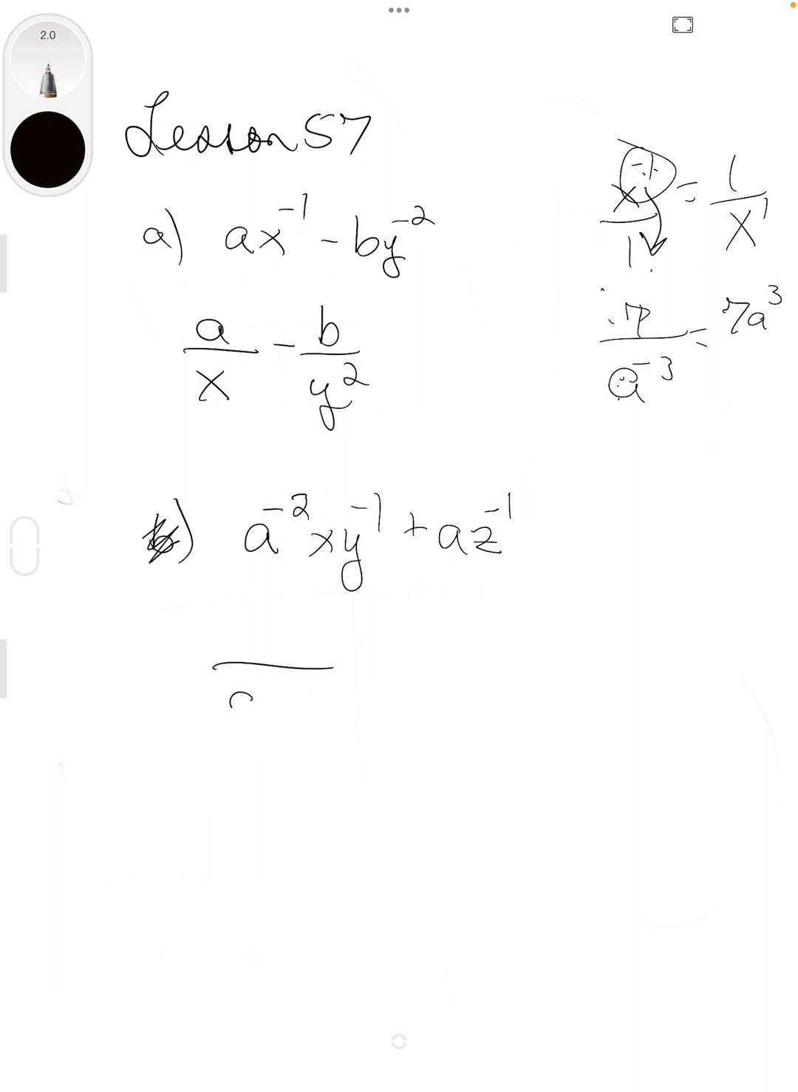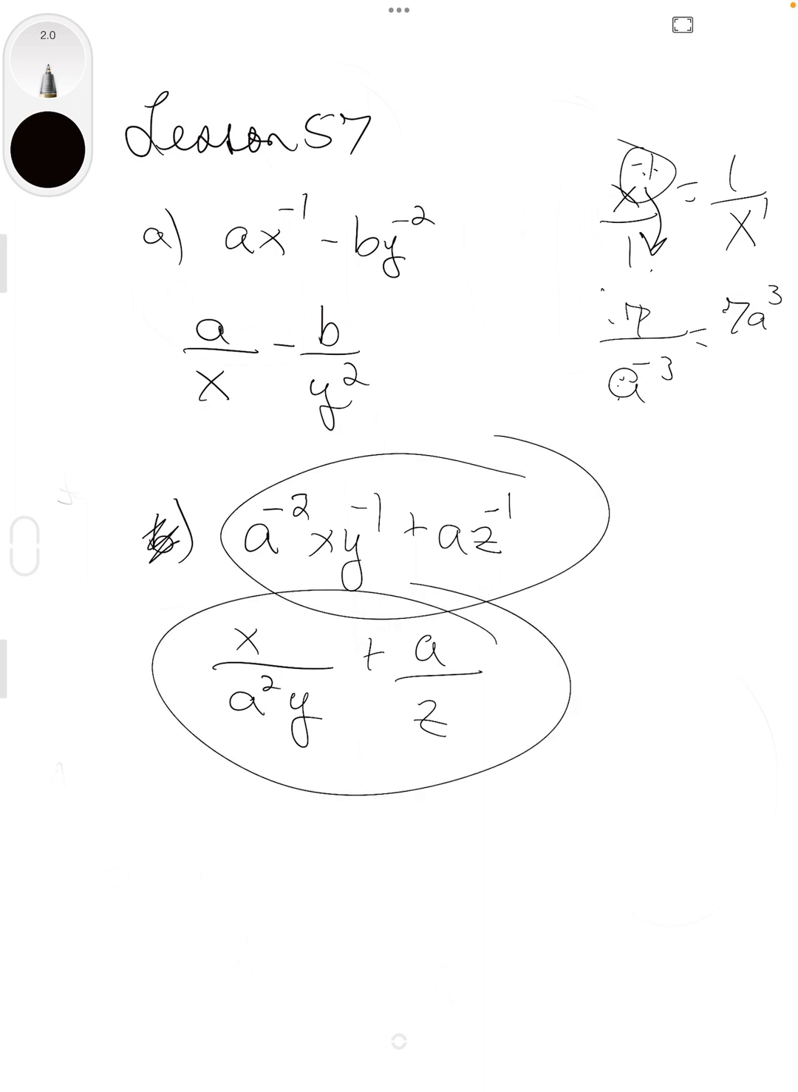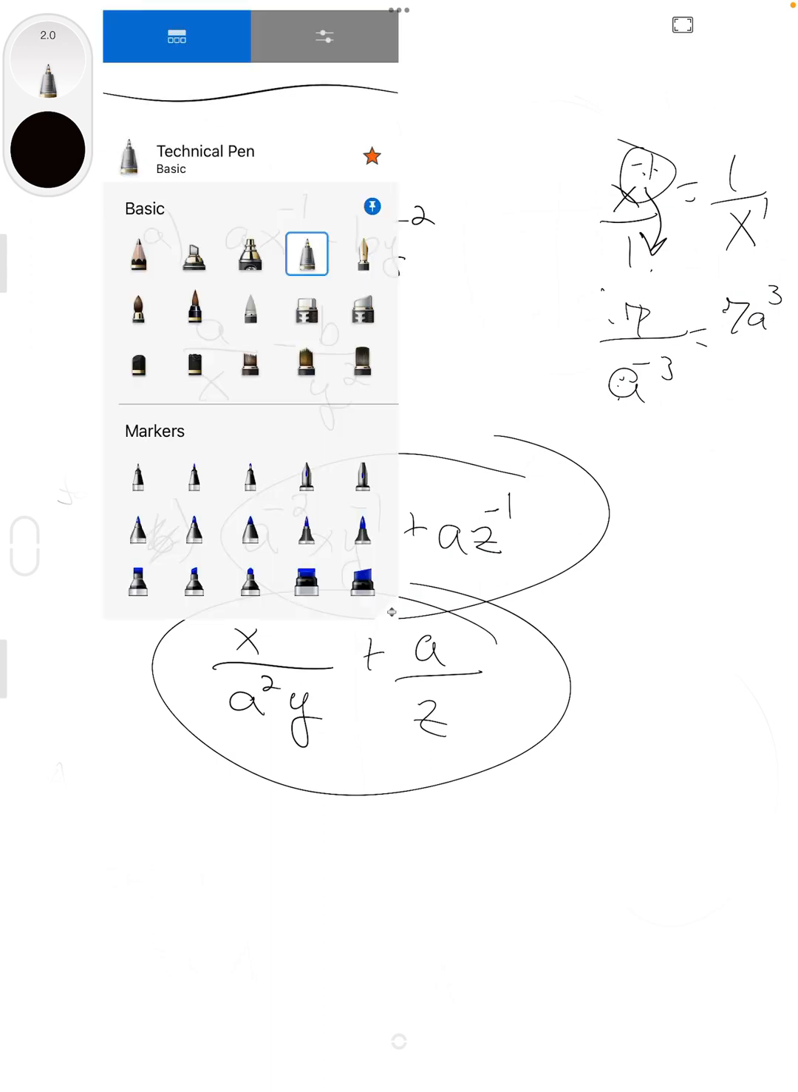This a becomes a squared. X is already positive. Y goes to the bottom, plus a is already on the top. Z goes to the bottom. That's the answer. So you've taken negative exponents and turned them into positive exponents. It's a skill we've worked on already in class, but it is something your book introduces as a new thing here in Lesson 57. And that's all there is to Lesson 57 as far as new stuff goes.